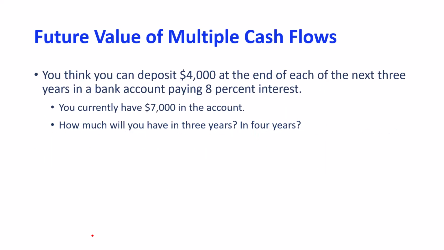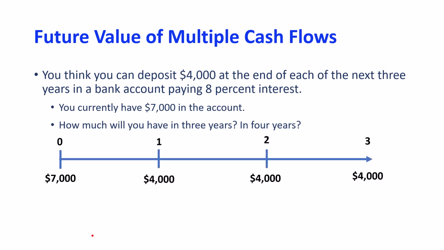So let's look at an example here. You think you can deposit $4,000 at the end of each of the next 3 years in a bank account, paying 8% interest. Right now, you have $7,000 in the account. How much will you have in 3 years, at the end of year 2? And how much will you have in 4 years? So your timeline is actually very simple. You have $7,000 today, you receive $4,000 at the end of each of the years.